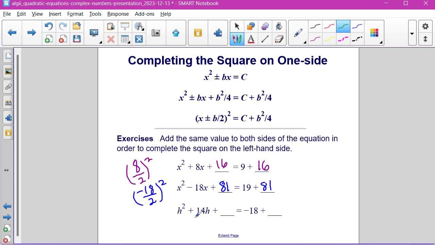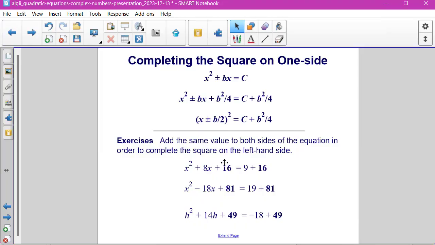So we're going to take our coefficient b, 14, we're going to split it in half, and then we're going to square it. Half of 14 is 7, and 7 squared is 49. So we're going to add 49 to both sides of the equation. And if we were to factor this, it would end up factoring to be h plus 7 quantity squared. And here are the solutions to these exercises, and they do match the solutions that we found.